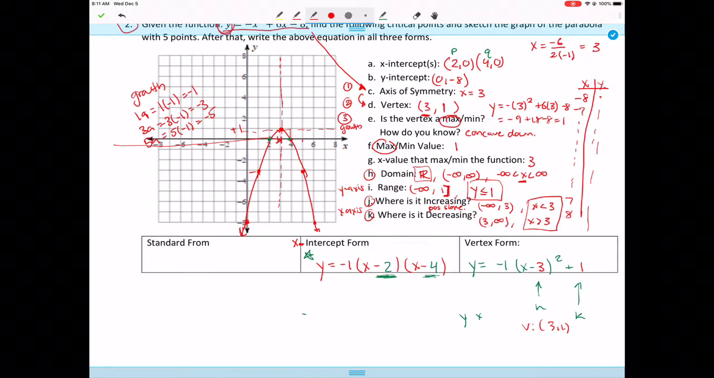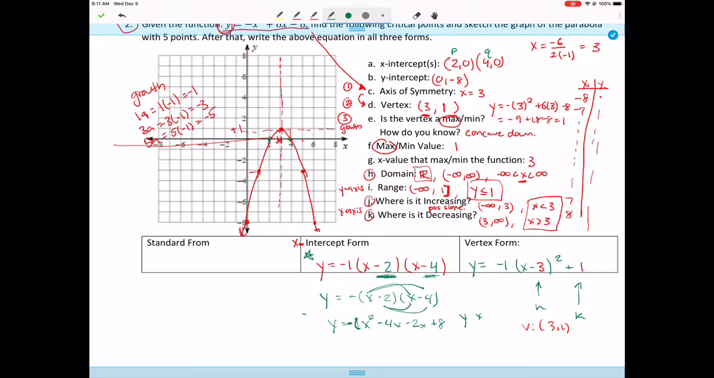And then standard form, I told you guys 2 ways to do it. For me, the easiest way is to just distribute the intercept form. So let's do that now. So I'll just rewrite it right here. Okay, distribute, that gives us, I'll leave that parenthesis and have the negative. We'll have to distribute that negative later. So we'll do x squared from x times x. We'll do x times -4 is -4x, minus 2x and plus 8.